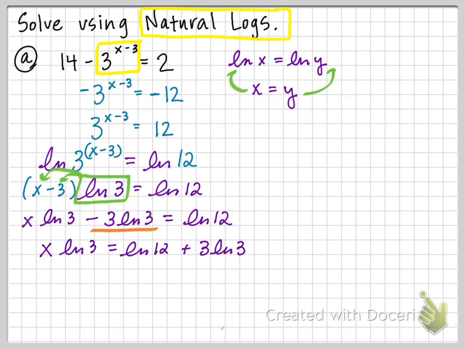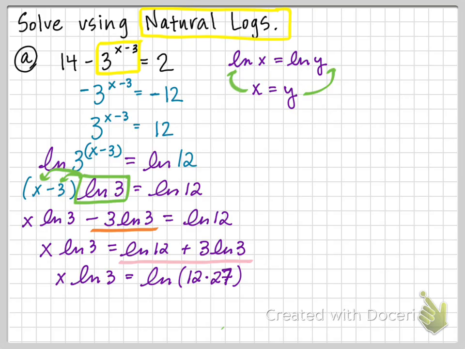From here, I'm going to use log properties on the right-hand side. I'm going to use 2 of them. One of the properties says if I have an exponent or coefficient, I can make it an exponent. The other property says if I have 2 logs adding together, I can multiply the arguments. So I'm going to simplify the right side and call the left side x natural log of 3 equals the natural log of 12 times 27.